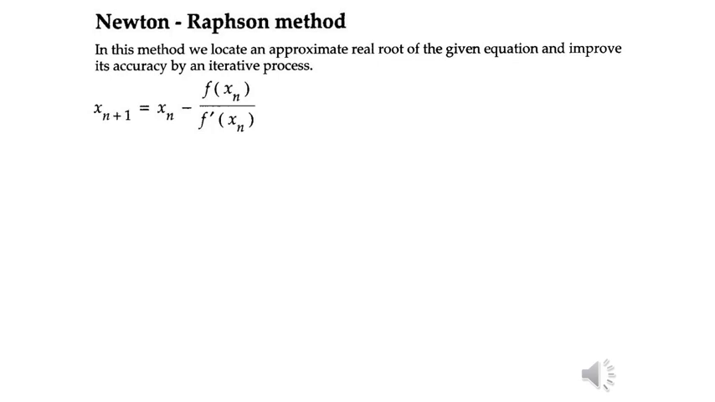Newton-Raphson method. In this method, we locate an approximate real root of the given equation, and then we improve its accuracy by an iterative process. The iterative formula to improve the approximate root is given by this.